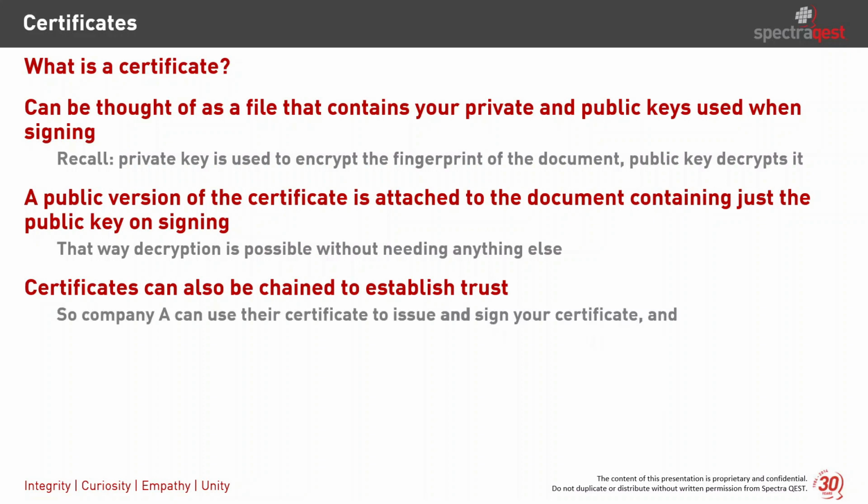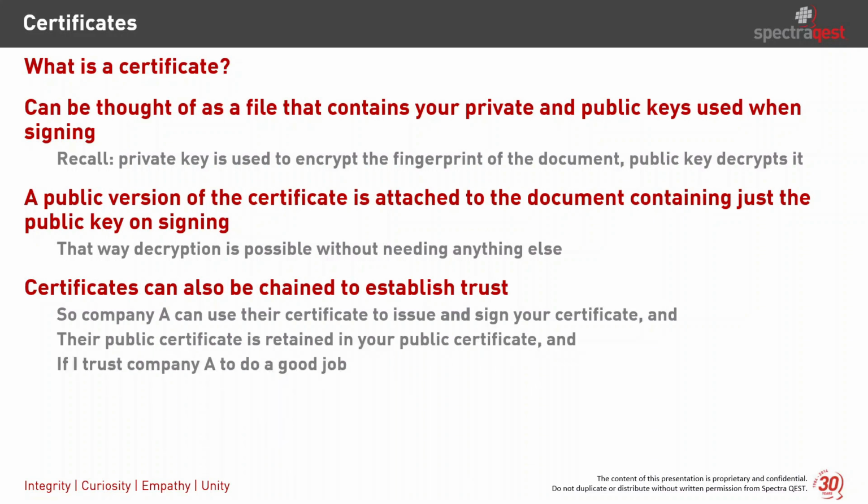So say company A is our certificate authority. They use their certificate to issue you a certificate, your public and private keys, and they sign that for you with their certificate. And that way, everybody knows their public key because they are a public company, and they can verify the integrity of your public certificate and basically say, okay, company A trusts that this certificate belongs to who it says it belongs to, so therefore I can trust this certificate belongs to who it belongs to.